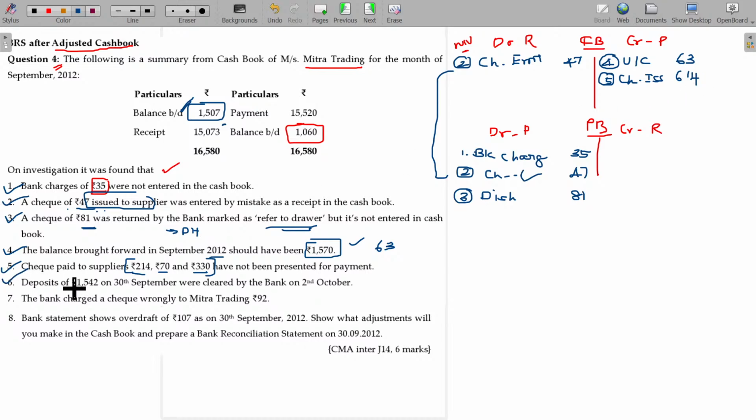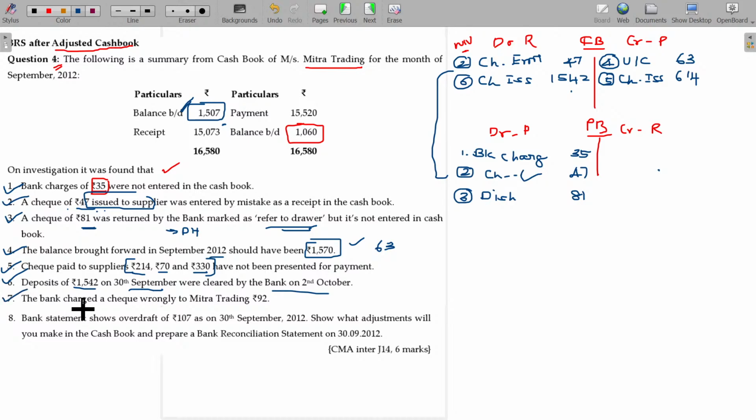6th one, deposits of 1542 on 30th September were cleared by the bank only on 2nd October. I have deposited, means receipt side, it could have been recorded here. Check issued, the value being 1542. But the banker collected only in the later date. So here, not recorded. So in passbook, it's not recorded. So I have recorded, but the banker has not recorded.